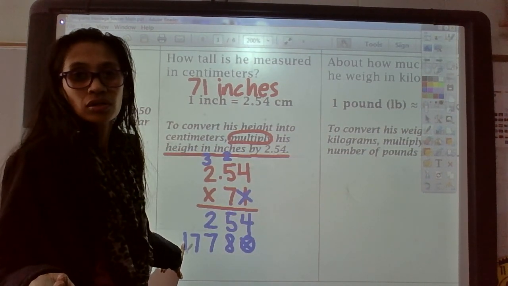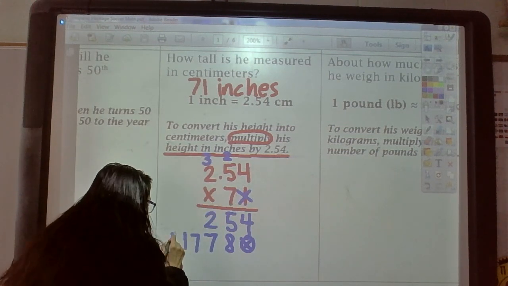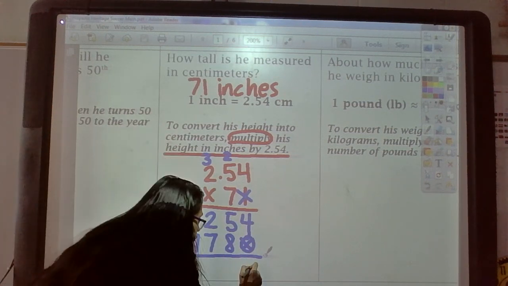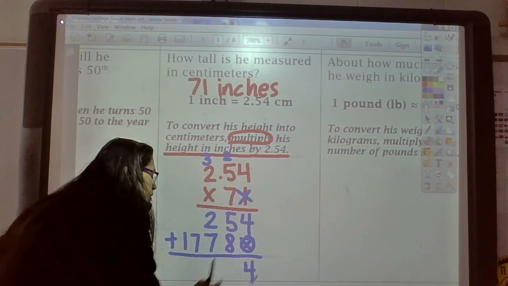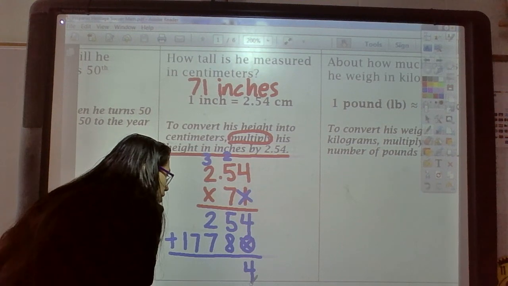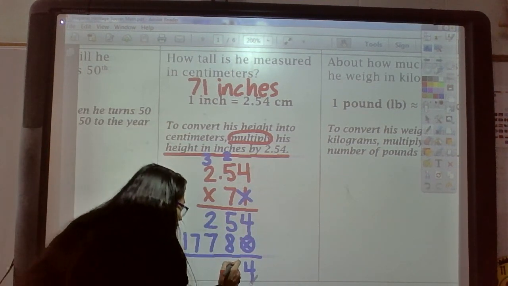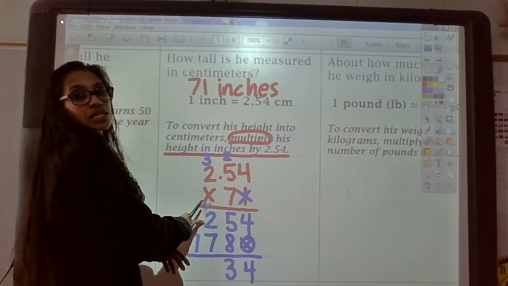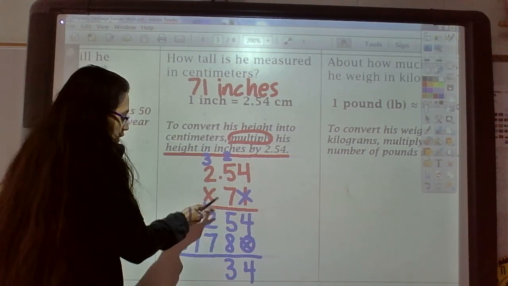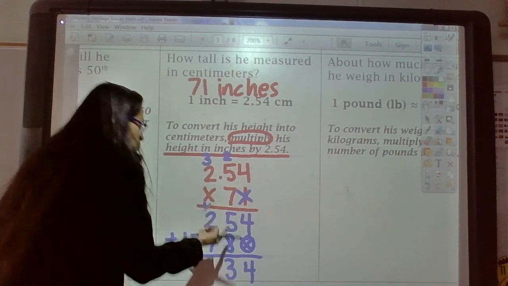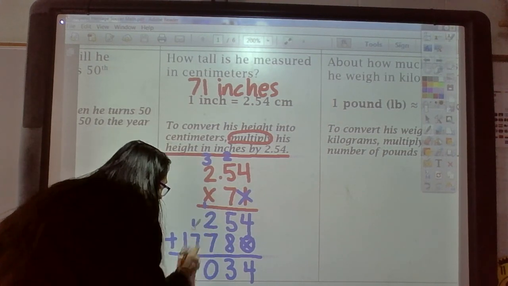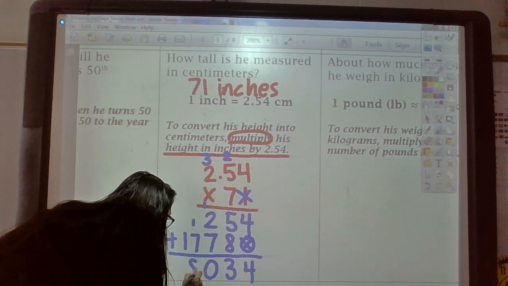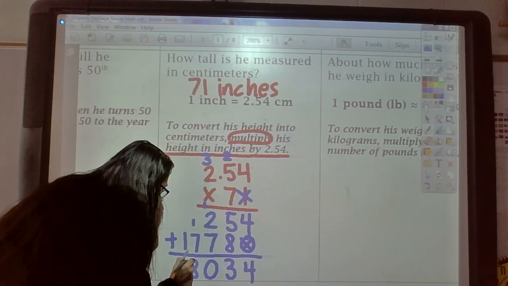And now what do we do? Now we add. So let's add them. 4 plus 0 is 4. 5 plus 8 is 13. Write the 3, put the 1 up there. 1 plus 2 is 3, plus 7 is 10, or we could do 7 plus 2 is 9, plus 1 is 10. Write the 0, carry the 1. 1 and 7 gives us 8. And bring that 1 down.